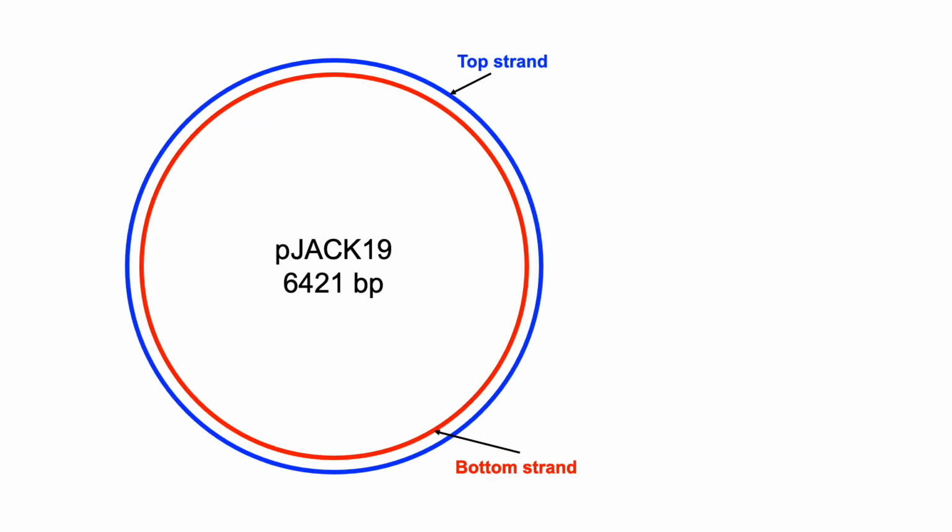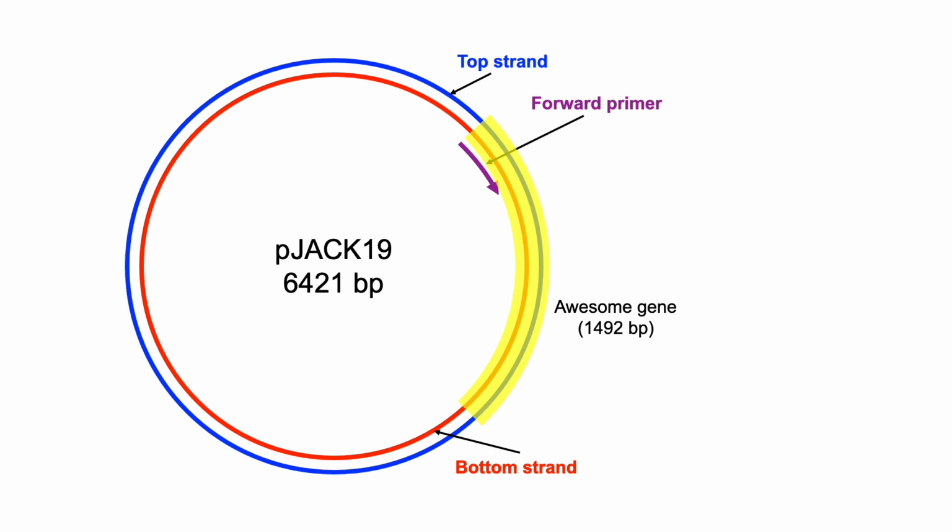For this, we're going to go over a quick overview of the differences between PCR and Sanger sequencing. So let's take this plasmid, for example, this PJAK19, where the top strand and the bottom strand are both labeled accordingly. Now, if we wanted to do PCR on this gene right here, let's just say it's this awesome gene, it's 1492 base pairs long. What we need is two sets of primers for PCR. So we need a forward primer, which anneals with the bottom strand, and then a reverse primer, which anneals to the top strand.